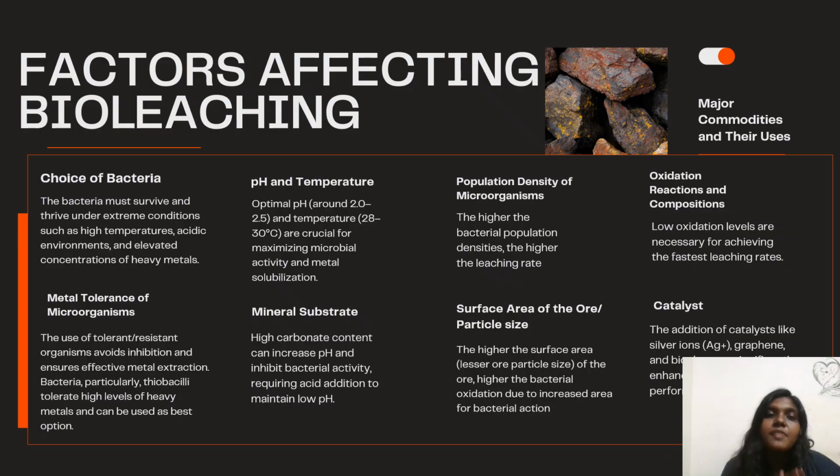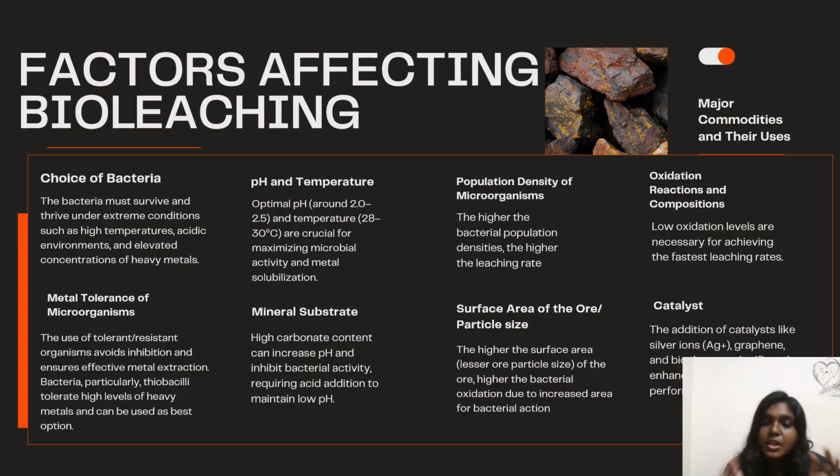So now we'll see the factors affecting bioleaching. What are the factors that are basically affecting the bioleaching process? The choice of bacteria. The bacteria must survive and thrive in extreme conditions such as high temperatures, acidic environments, and elevated concentrations of heavy metals.